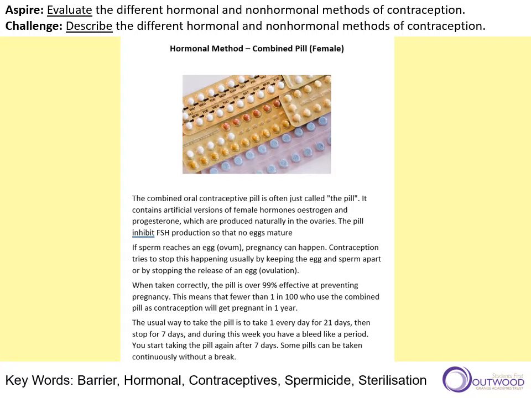The pill, what does it do? It inhibits FSH. So it stops FSH production. And if it stops FSH production, it means that no eggs will mature. If sperm reaches the egg, pregnancy would normally happen. However, this sort of contraception would stop that because the egg is never released. Okay. When taken correctly, this pill is 99% effective at preventing pregnancy. This means that only 1 in 100 people get pregnant in a year.